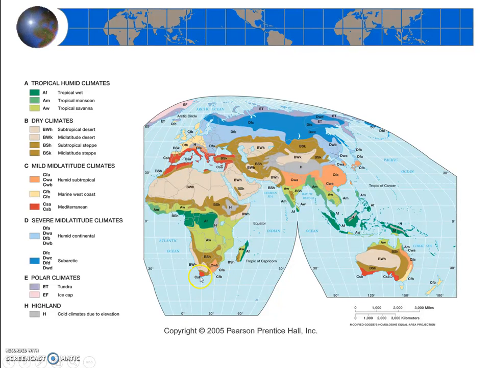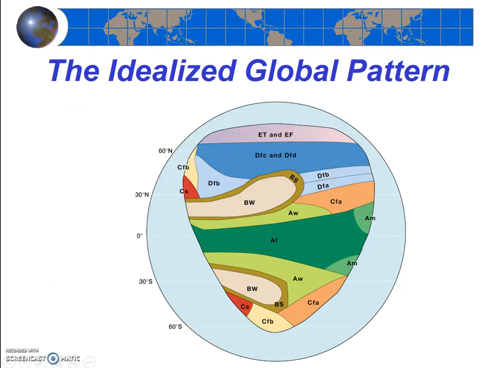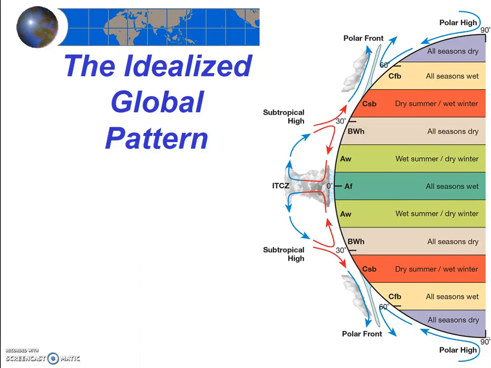We run out of continent here on Africa before we get to the marine west coast, but you can go up here and see that in northern Europe, the marine west coast, and then the more severe mid-latitude climates here. I think both of these idealized global pattern diagrams are quite instructive, and I encourage you to review them again.